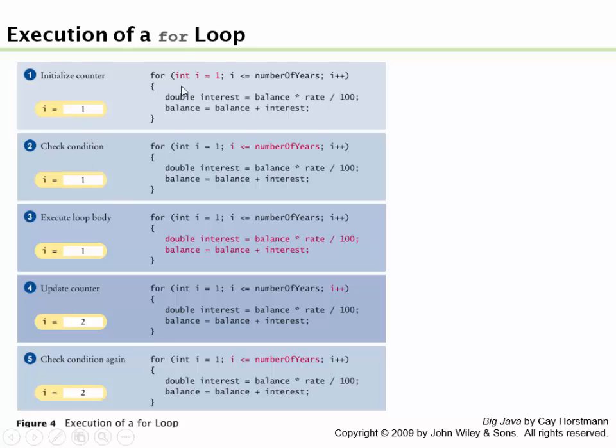First you initialize i to 1, so that's the first part. Then you test the condition. Is 1 less than the number of years? Let's say it is. So then we do the body of the loop, that's here. Finally, once we're done with the body, we need to increment i. So now i is equal to 2. And then we test it. Is 2 less than or equal to the number of years?